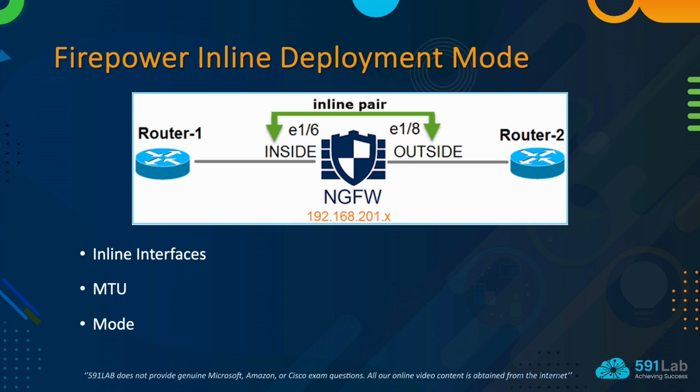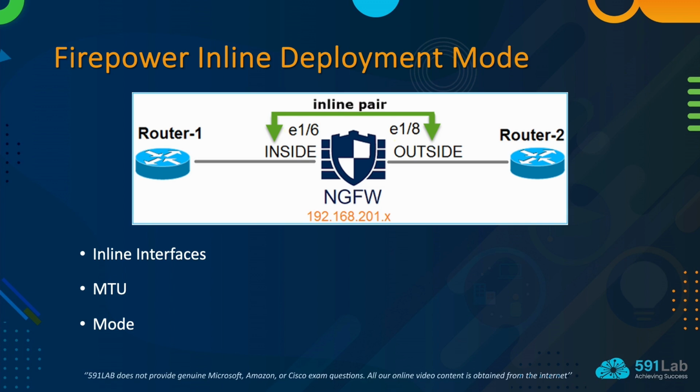MTU, which is also known as Maximum Transmission Unit, is the largest size packet that can be transmitted over a network. It's important to configure the MTU of the inline interfaces on the managed devices to match the MTU of the network segment to which it is connected. This will help to prevent packets from being fragmented, which can degrade performance.